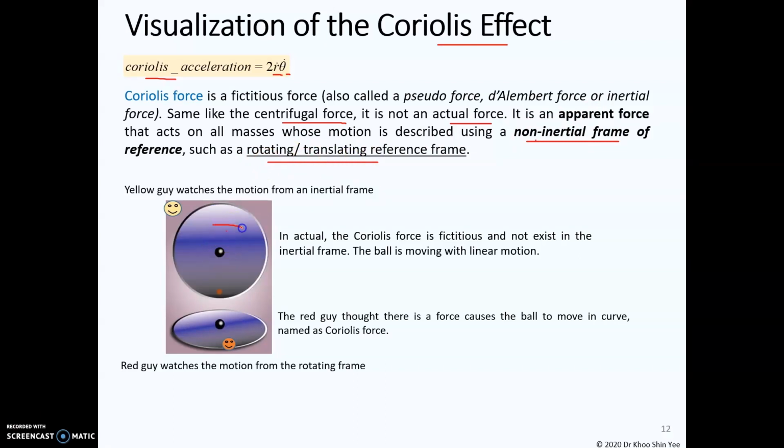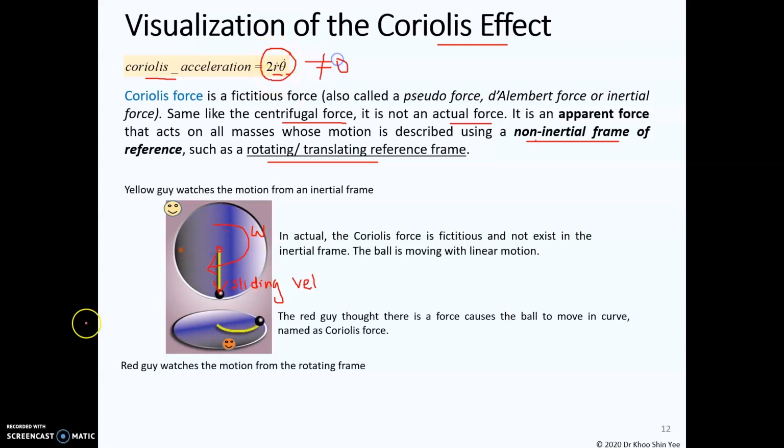In this example, you have a platform which is rotated in the clockwise direction. Imagine that you throw this ball from the center outward. The ball moves with the sliding velocity. At the same time, it experiences the angular velocity. Then the Coriolis acceleration will not be equal to 0. And we will see the Coriolis effect acting on the ball when we are in the rotating frame.